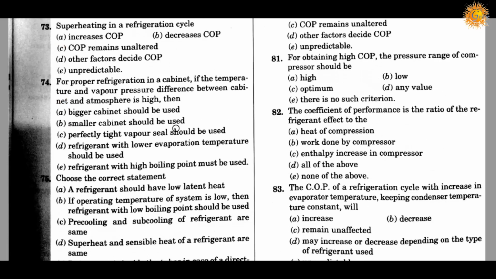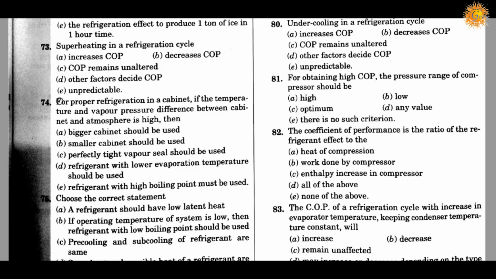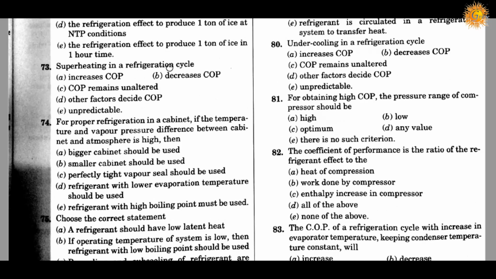Question 73. Superheating in a refrigeration cycle. Option A, increase COP. Option B, decrease COP. Option C, COP remains unaltered. Option D, other factors decide COP. Option E is unpredictable. So the correct answer is B, decrease in the COP.